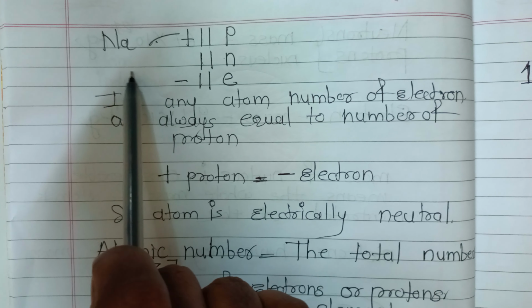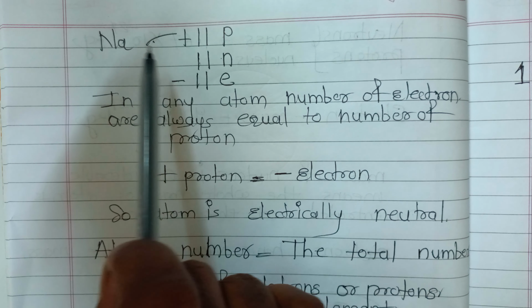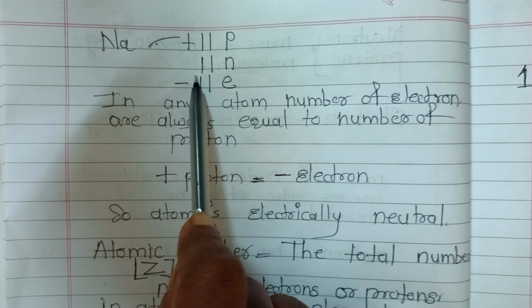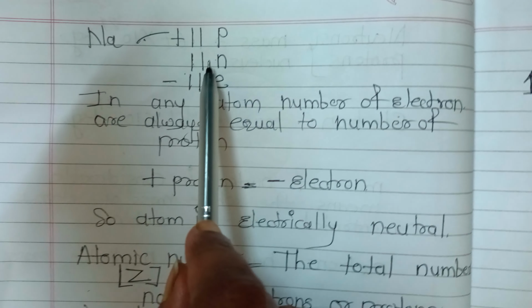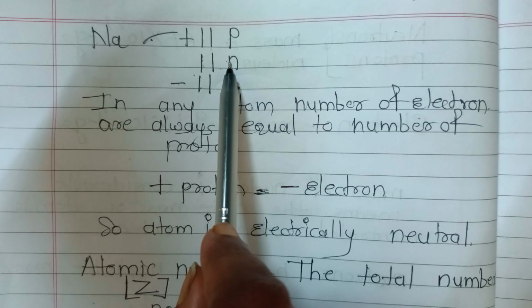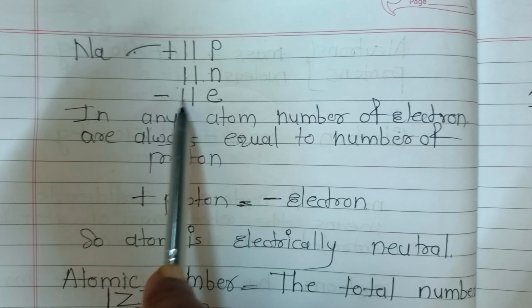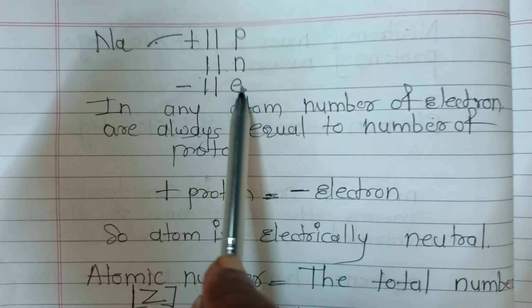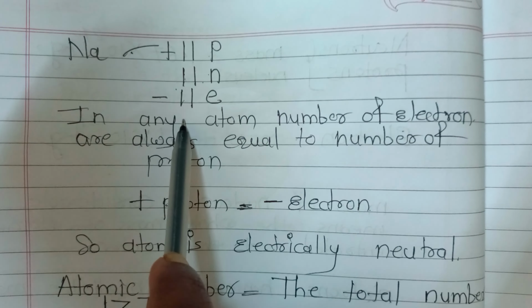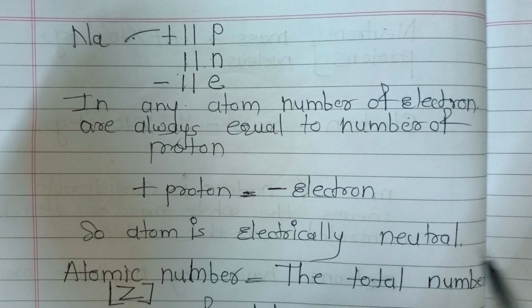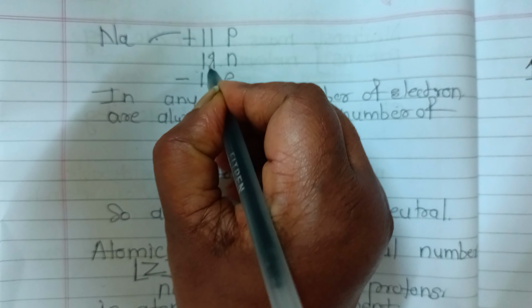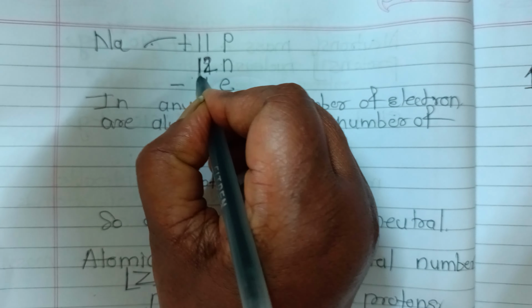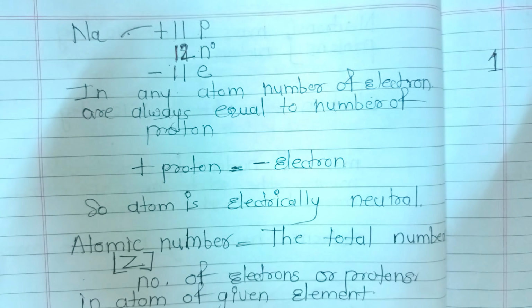Suppose we talk about sodium. Sodium has atomic number 11. It means 11 positively charged protons are present, and 11 electrons are moving in its orbits. 12 neutrons are present here actually. Neutrons are 12, not 11. So 11 protons and 12 neutrons, which do not have any charge.